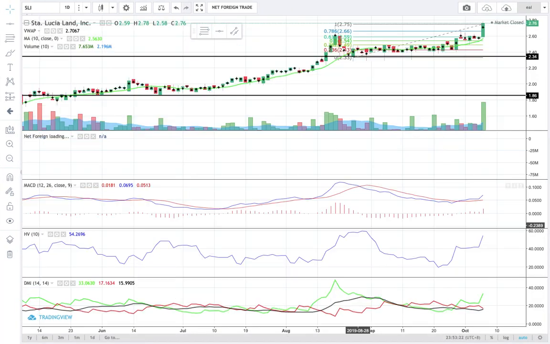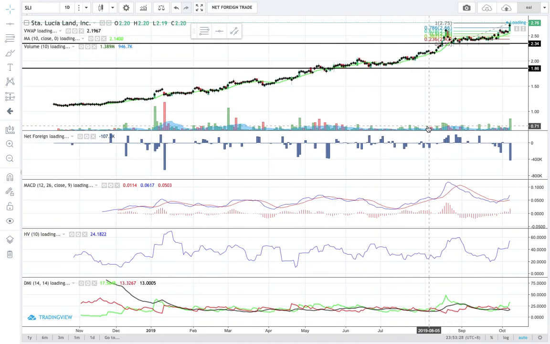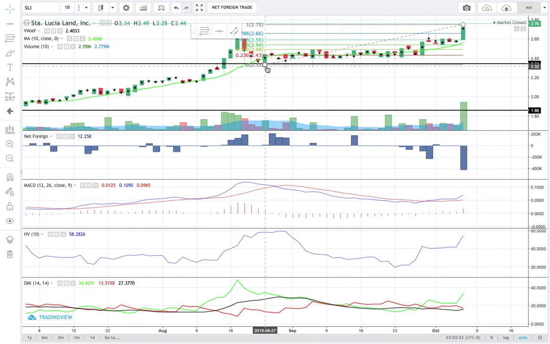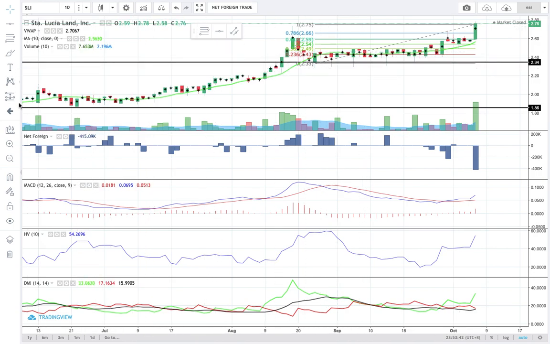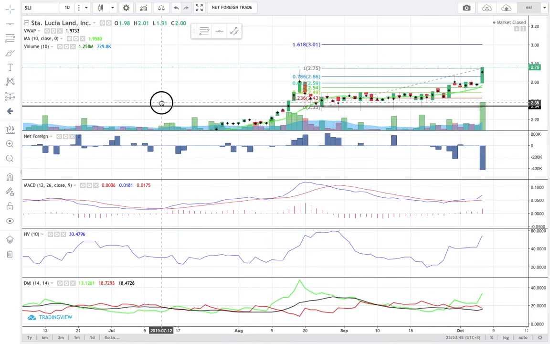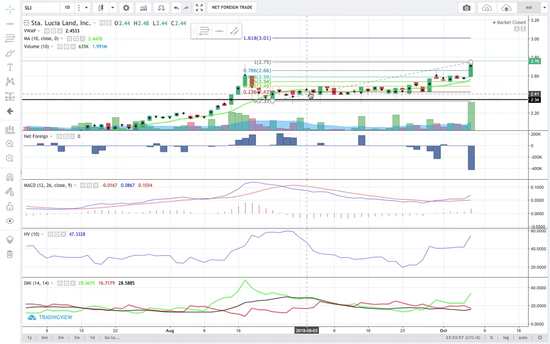Next, Santa Lucia Land Incorporated, SLI. It closed today at 2.76. This stock is remarkably bullish. Now, by plotting the up Fibonacci with the swing low somewhere near 2.30 and the swing high somewhere near 2.76, here's the resistance that I got, the psychological resistance. It's near 3 pesos per share. And the immediate support is at 2.6, which is in confluence with the 61.8% retracement of the up Fibonacci. Okay?